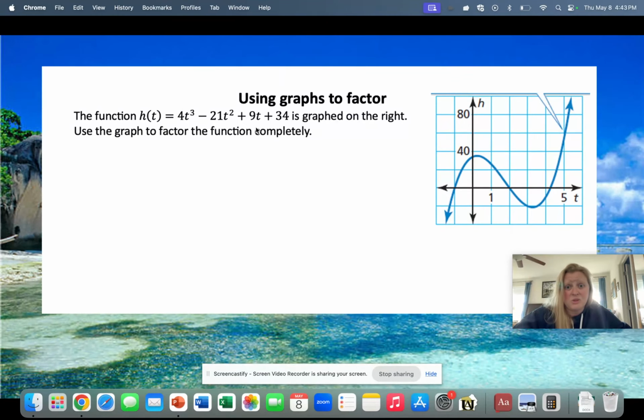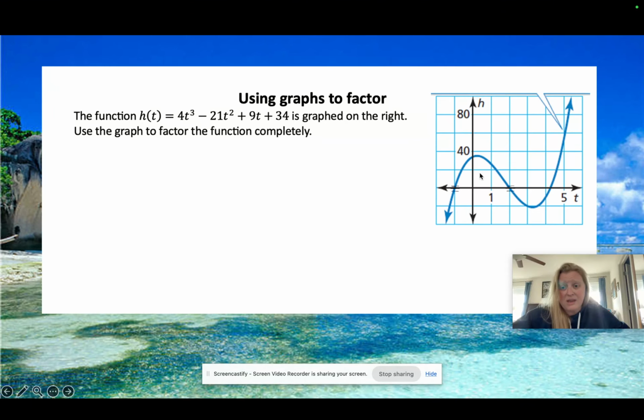So the question is, what do you do? We're actually going to use the graph of this. So if you typed this formula into Desmos and let it graph it for you, this is the picture that you would get. So this is the graph of this formula. You can actually take the x-intercepts or zeros or roots, whichever word you prefer, and use that to help you factor this. And here's how.